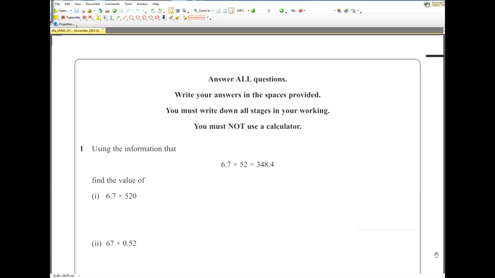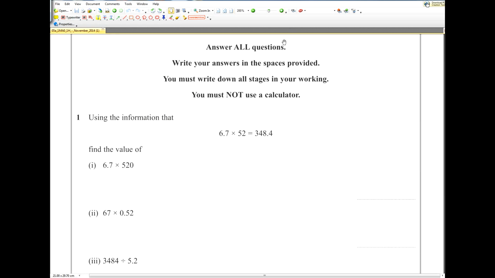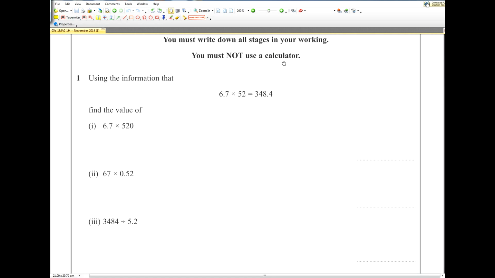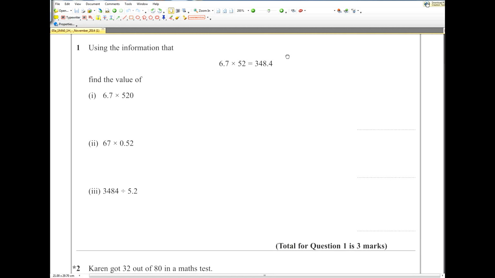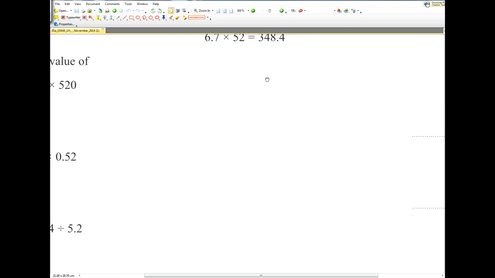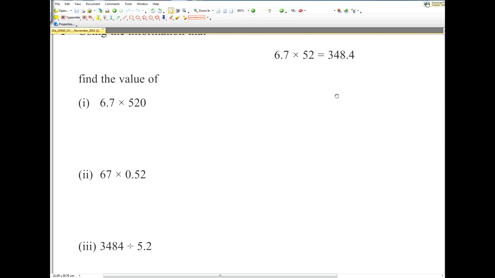Okay, we're going to try to keep one page at a time, try to make it as big as possible, so when you play it back, it's nice and clear. Okay, answer all questions. This is the non-calculator paper, folks. Let's have a look how we can do this question. Remember, non-calculator, so keep your calculators in your bags. Let's make it a little bit bigger. That's better. Nice and big, the bigger the better.